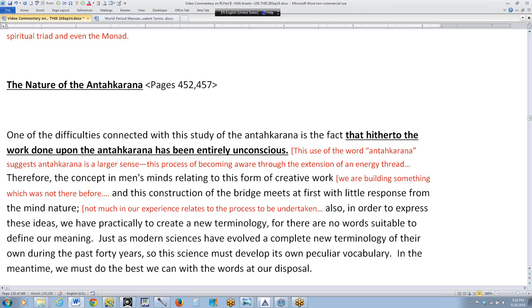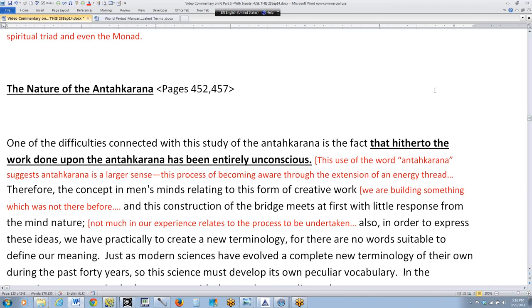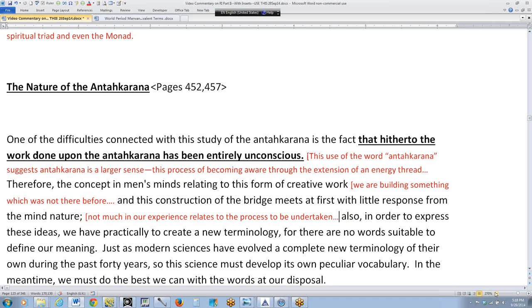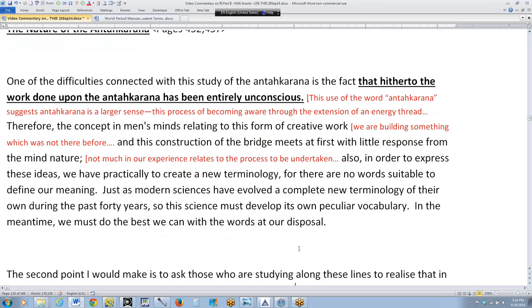Also, in order to express these ideas, we have practically to create a new terminology, for there are no words suitable to define our meaning. I suppose, as he has said, one day the language of the monad will be created, but right now it does not exist. So there are no words suitable to define our meaning, just as modern sciences have evolved a complete new terminology. Well, maybe it's never complete, but it's quite distinct from terminology previously used during the past 40 years. So what do we have there from the early 1900s?